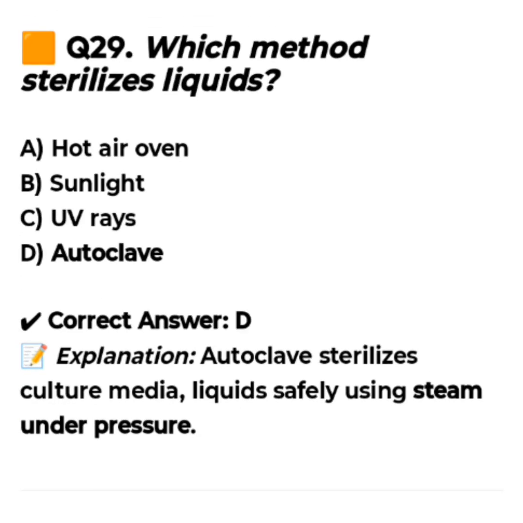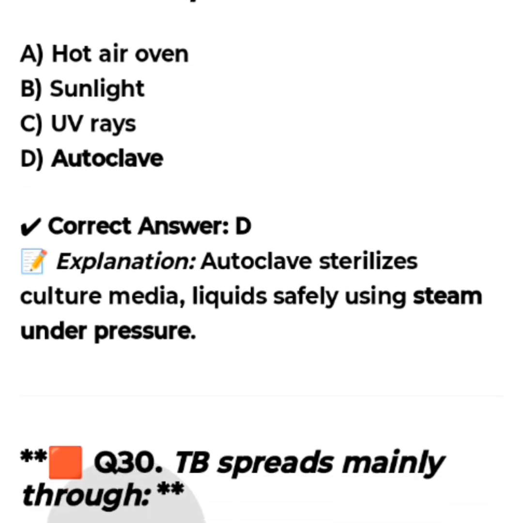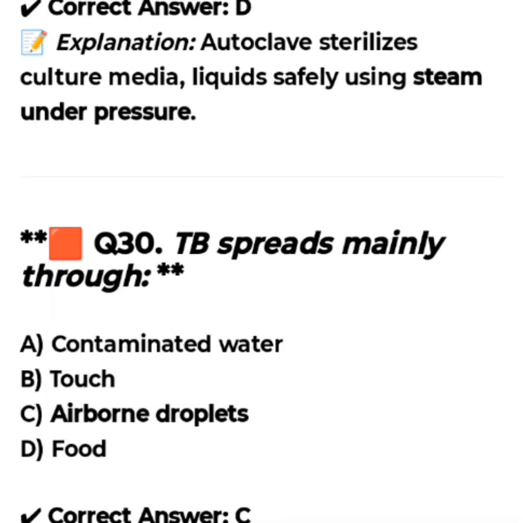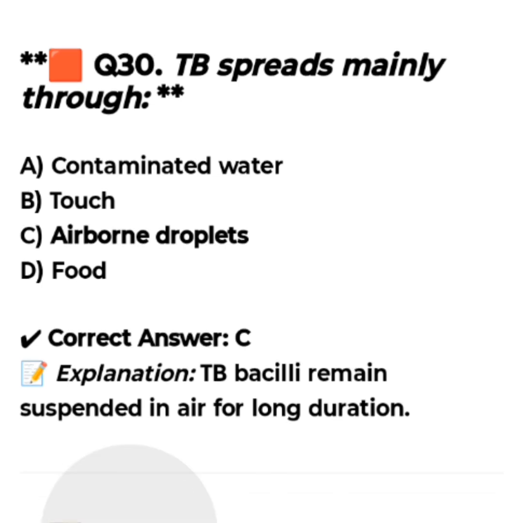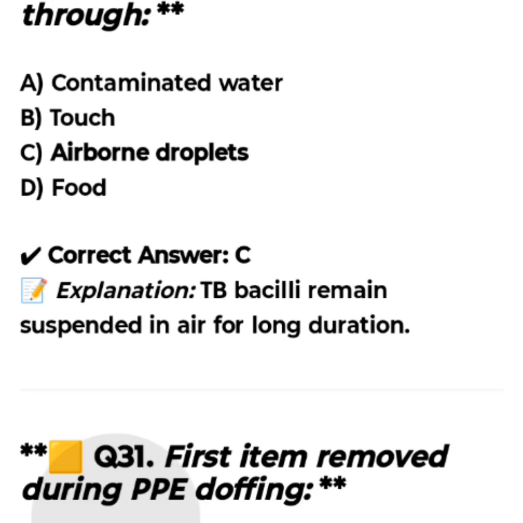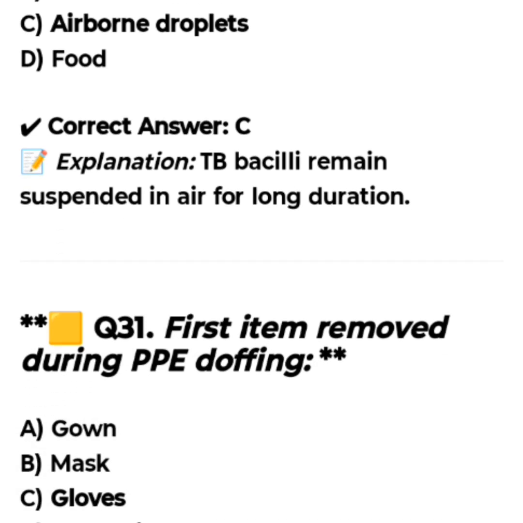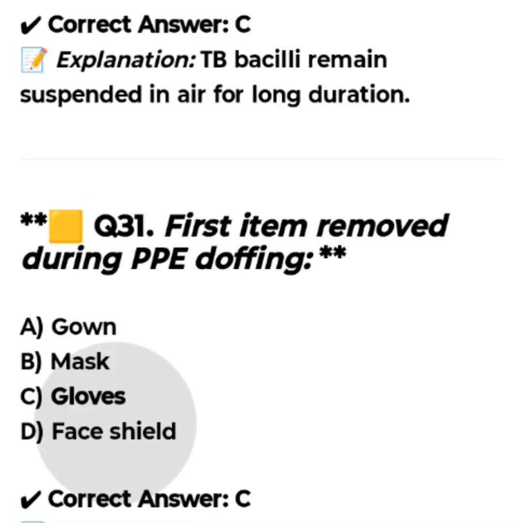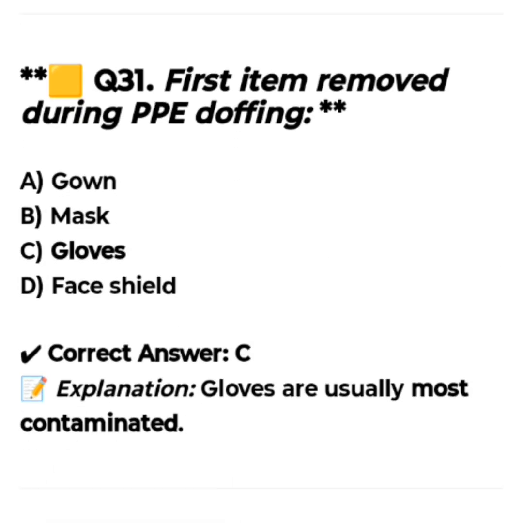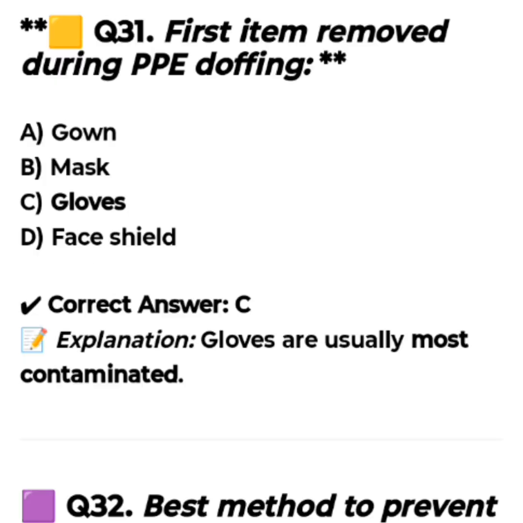Which method sterilizes liquids? The correct answer is option D, autoclave. Autoclave sterilizes culture media liquids safely using steam under pressure. TB spreads mainly through. The correct answer is option C, airborne droplets. TB bacilli remain suspended in air for a long duration. First item removed during PPE doffing. The correct answer is option C, gloves. Gloves are usually the most contaminated.